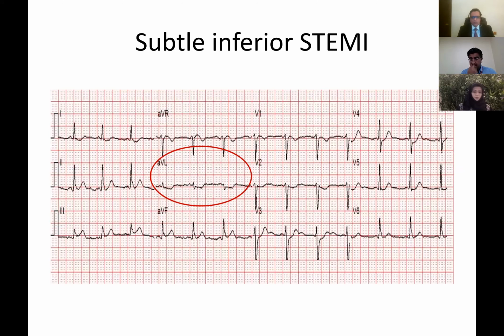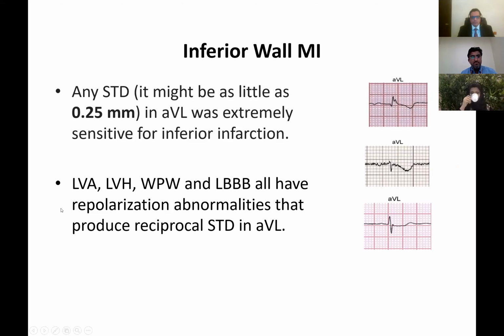What's the definition of this subtle change, this subtle ST segment depression? They're talking about 0.25 milli, which is very, very subtle. You cannot see it with the naked eye. Maybe you need a microscope, and you need to be obsessed with the ECGs to see these changes. And remember, this is a very important point.